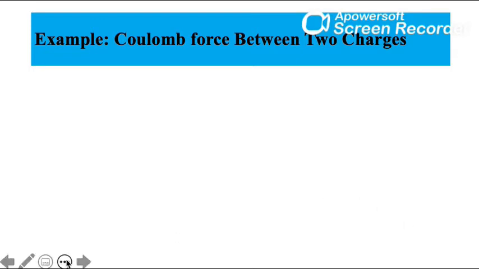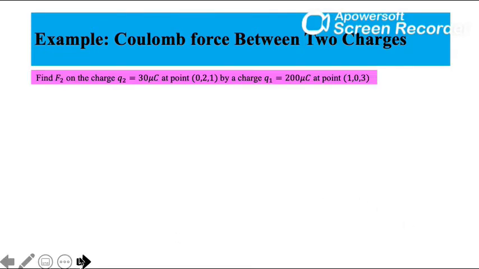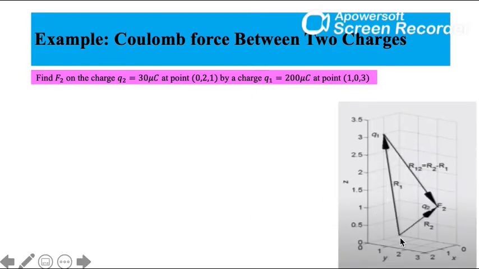So what is the problem? It is essentially a simple problem. We have an origin. Okay, we have two charges, one charge is q1, another is q2.